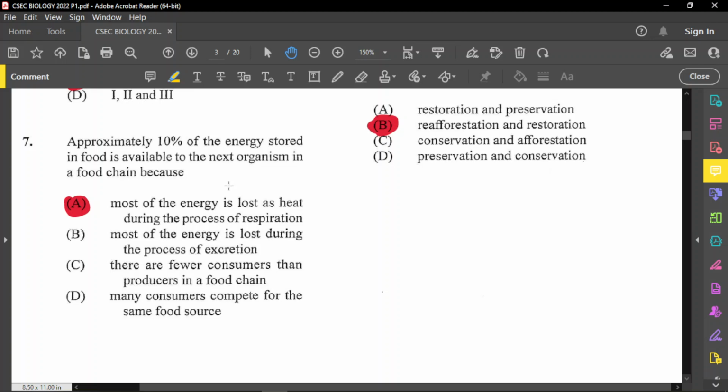Again, this is a repeat question. And the most appropriate answer right here is A. I said most of the energy is lost as heat during the process of respiration. The reason why organisms respire is to make energy available to carry out all their life functions. And so once organisms are using up some of the energy, only 10% will be available to the next organism. All right? So let's jump up to question number 8 real quick.